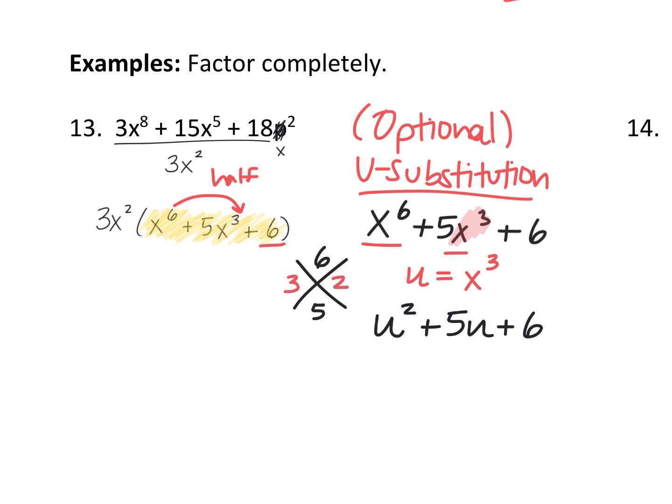So on the side where I have u substitution, that means it would become, because a is 1 in the beginning, it would be u plus 3, u plus 2. But you know that you swapped out x to the third with u, and so you would then go back and replace into those spots with x to the third.